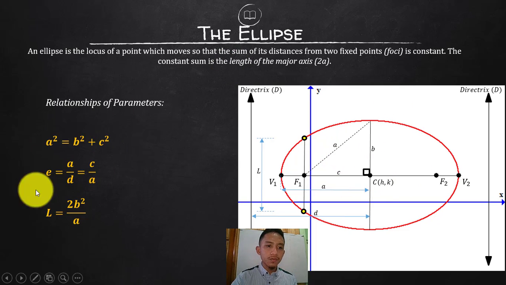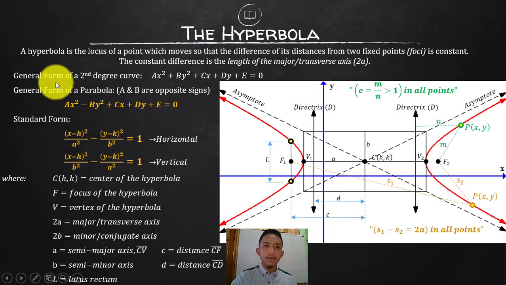This is important for you to know because we will go to the hyperbola, which will be almost the same. This is still true for the hyperbola. The only difference is in this Pythagorean theorem equation. Okay, so that's it for the ellipse. Let's proceed with the hyperbola.